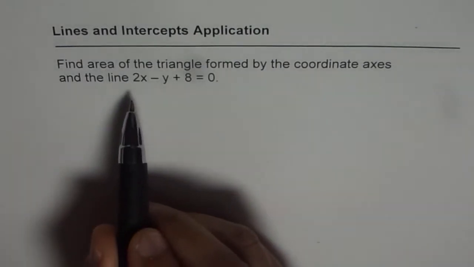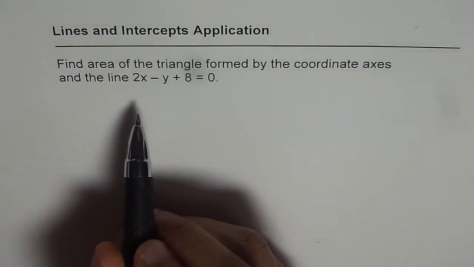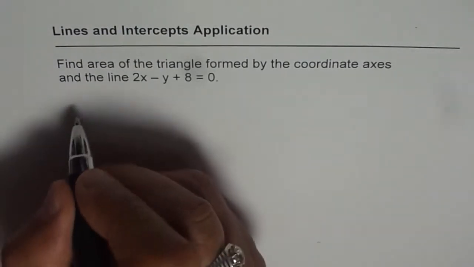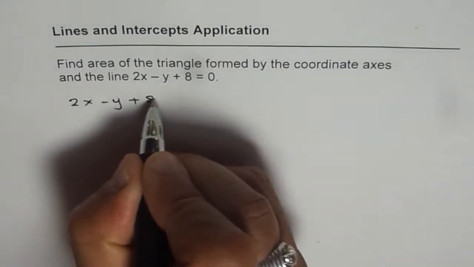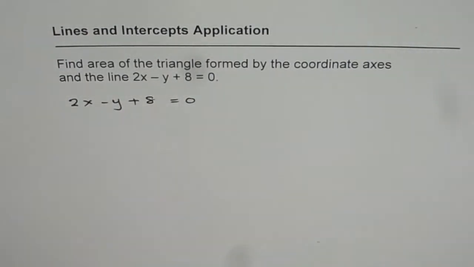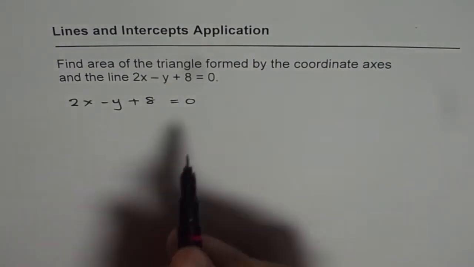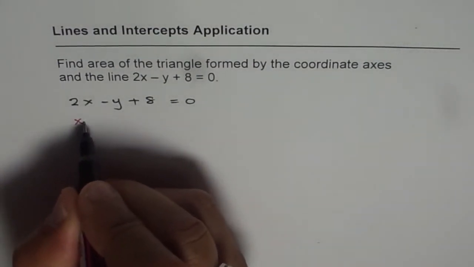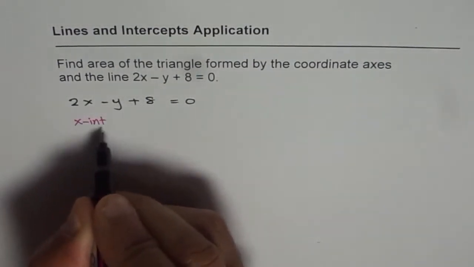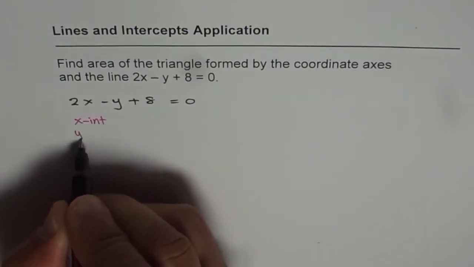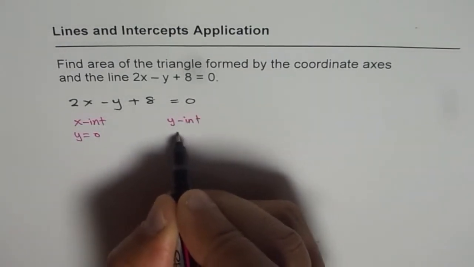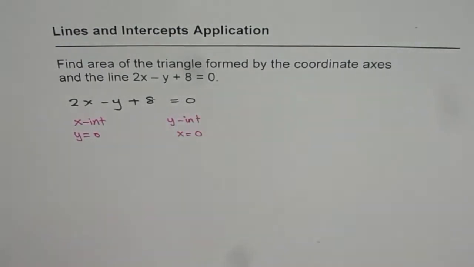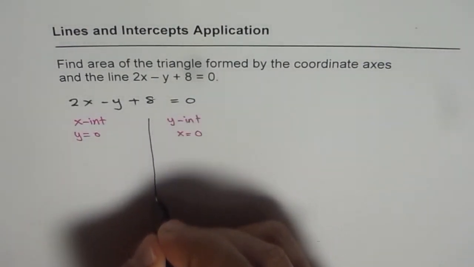So we will start with writing the equation and finding the x and y intercepts, right? The equation given to us is 2x minus y plus 8 equals 0, and let's find the x-intercept and y-intercept. Now how do you find the x-intercept? For the x-intercept, the value of y should be equal to 0, and for the y-intercept, the value of x should be equal to 0, right? So that is how we find x and y intercepts. I'll do both here.